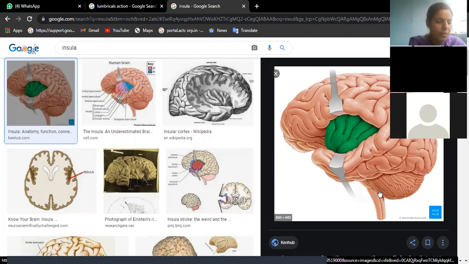So winging of scapula, arcuate nucleus, rotator cuff, actions of lumbricals. Okay, thin skin, I will show you. Spinal cord, yesterday when we were discussing the ascending and descending tracts, I have shown you the structure of spinal cord. So you are supposed to draw that spinal cord. Okay, I'll show you the thin skin now.